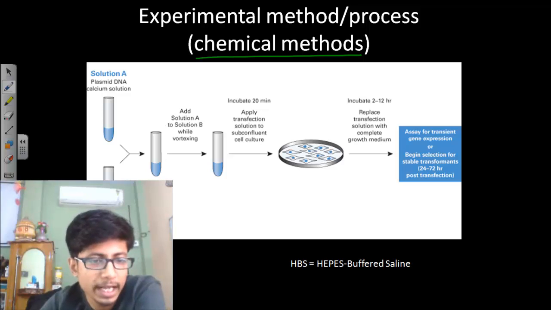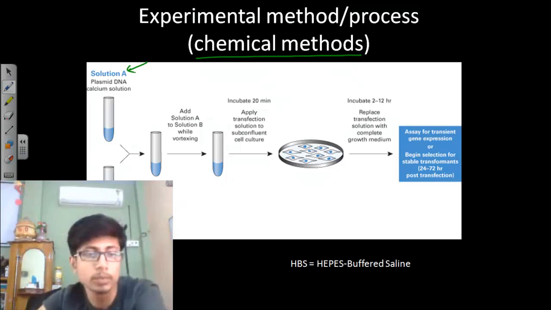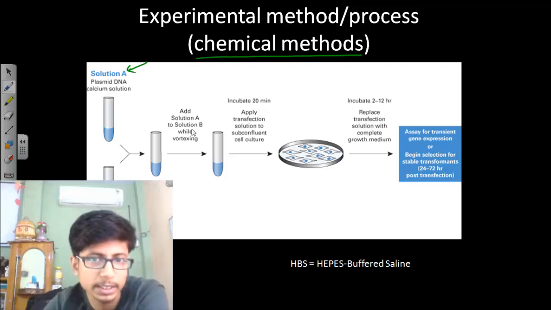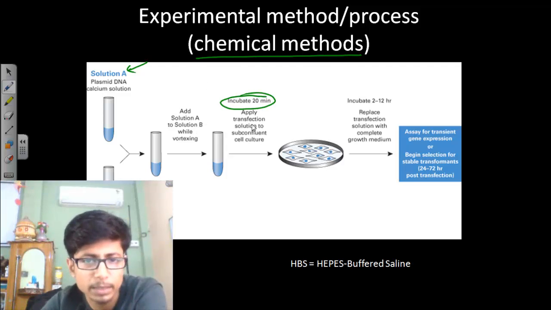Now solution B has 2x HBS. HBS is HEPES buffered saline. So this is buffered saline, and then the plasmid DNA with calcium solution. Two solutions, solution A and solution B, are ready. Now those solutions will be mixed together. If you add solution A and solution B and then we vortex, during the vortexing, what will happen? After this process we incubate for 20 minutes, and then we apply the transfection solution to subconfluent cell culture.